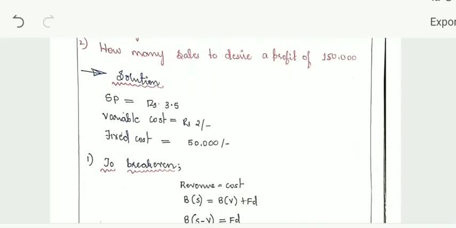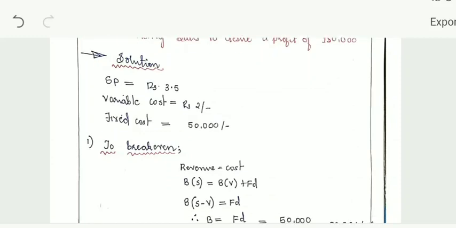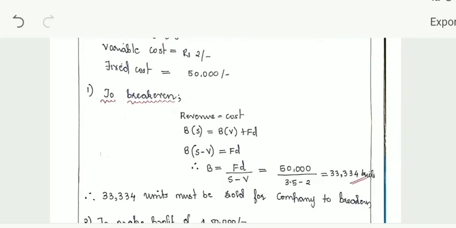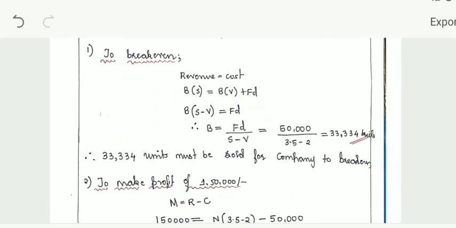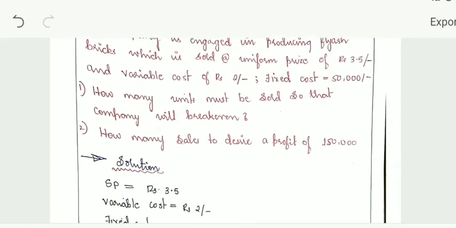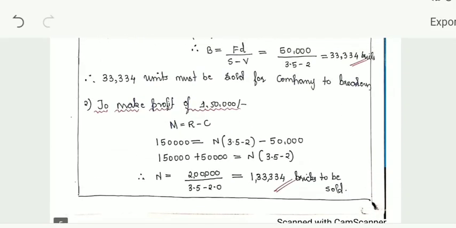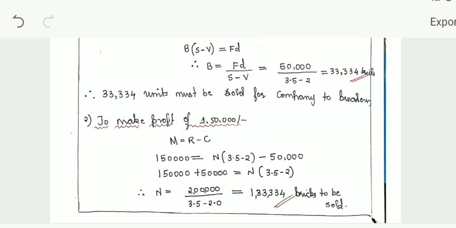Solution: write down the selling price, variable price and the cost price. For break even, again the revenue is equal to the cost. So I have written here, break even of the sales minus the variable cost plus the fixed cost. Thus the break even point will be equal to fixed cost divided by the selling price minus the variable cost. So you will be getting 33,334 bricks. So this much must be sold so that the company will break even.